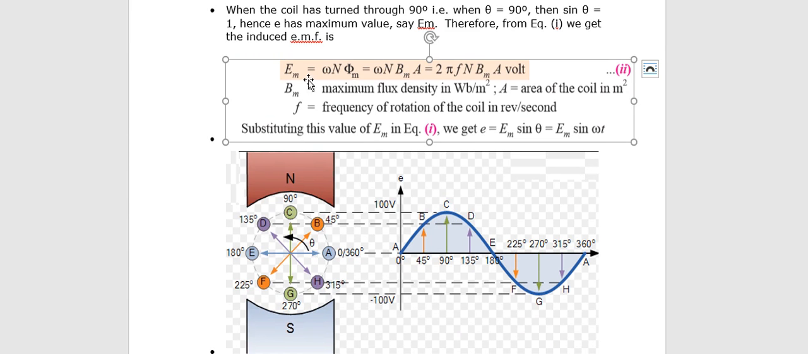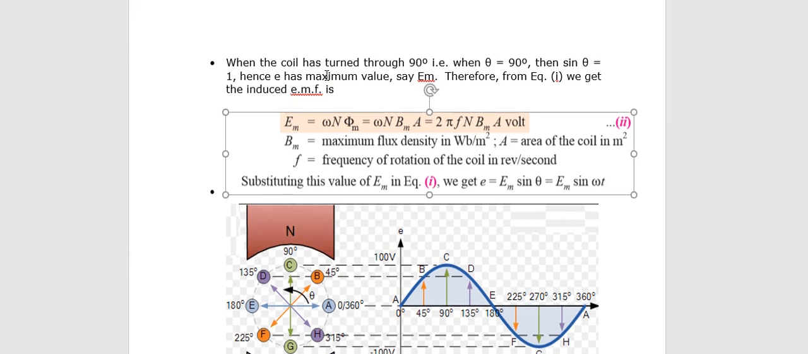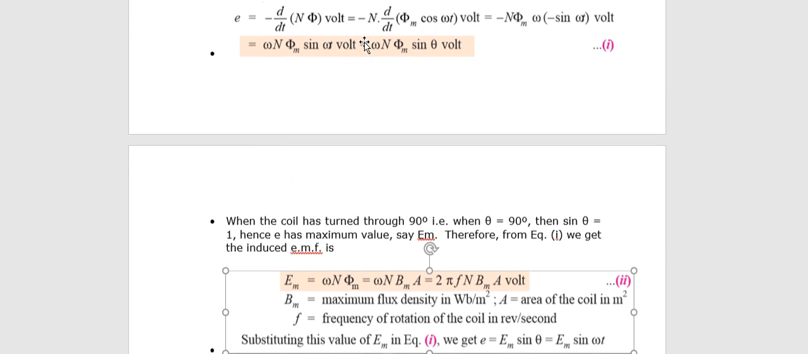Let it be Em. When maximum EMF is induced in the circuit, from the equation E equals omega n phi m sin theta, when sin theta equals 1, that is when theta equals 90 degrees, the EMF induced is n omega into phi m. That is the maximum EMF. You can write it as Em.